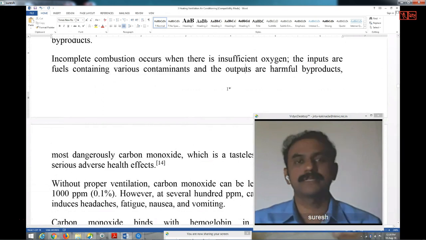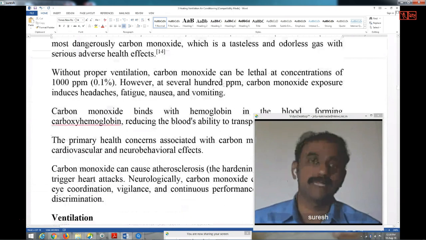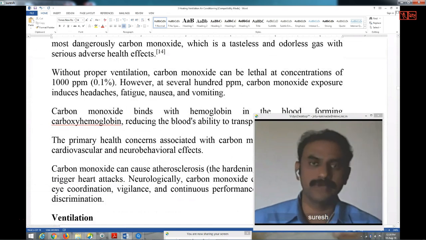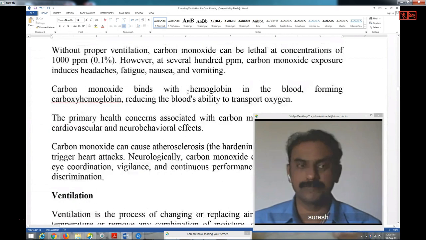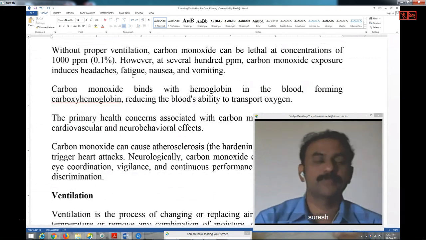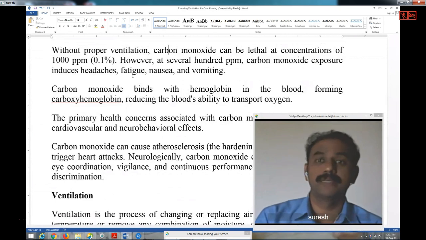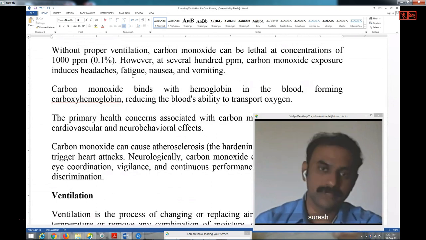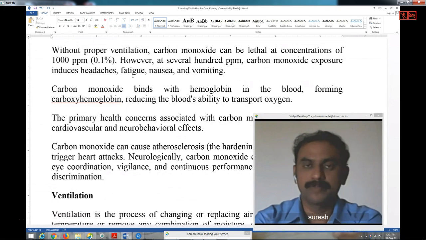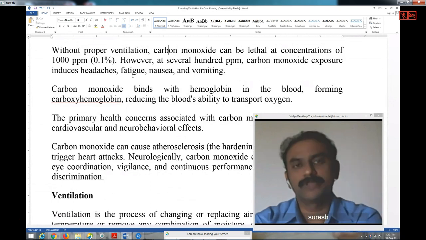Most dangerously, carbon monoxide is the most dangerous gas that is released, which is a tasteless and odorless gas with severe adverse health effects. If we inhale carbon monoxide for a long time, definitely our health is going to be spoiled. Then, how many parts per million are permitted? Without proper ventilation, carbon monoxide can build up at concentrations of 0.1%. At several hundred ppm, carbon monoxide exposure causes headaches, fatigue, nausea, and vomiting. These are the health hazards we get if we inhale the carbon monoxide liberated from the burning of solid fuels.